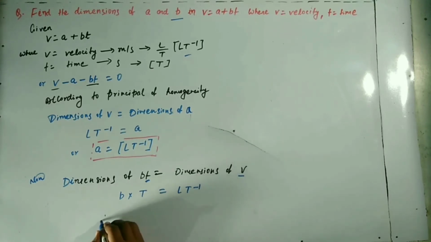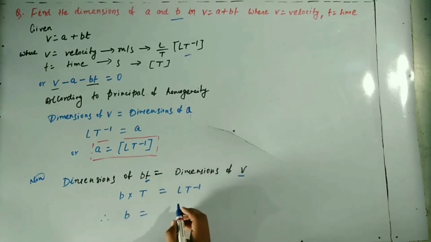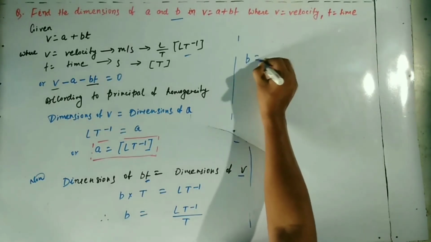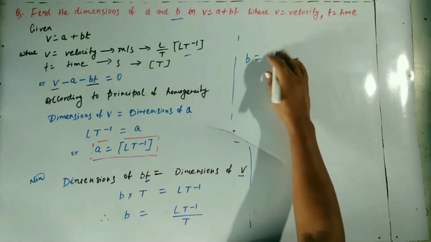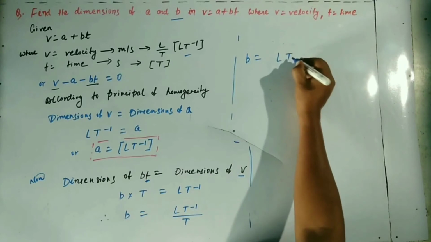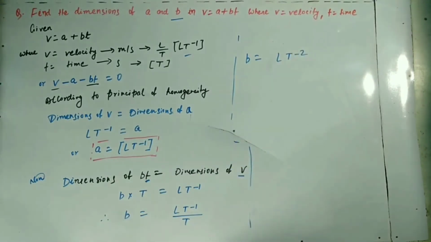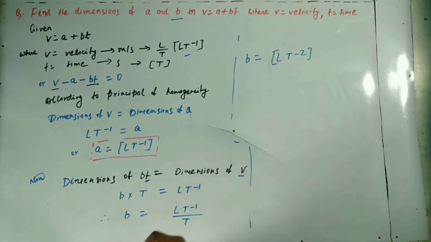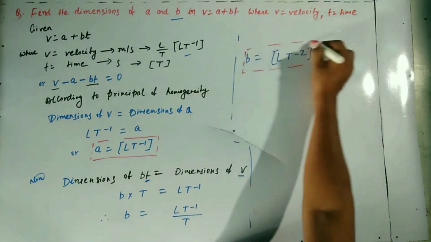So B equals LT power minus 1 divided by T, and then B equals LT power minus 2. So that is the dimensional formula for B and the value of B.